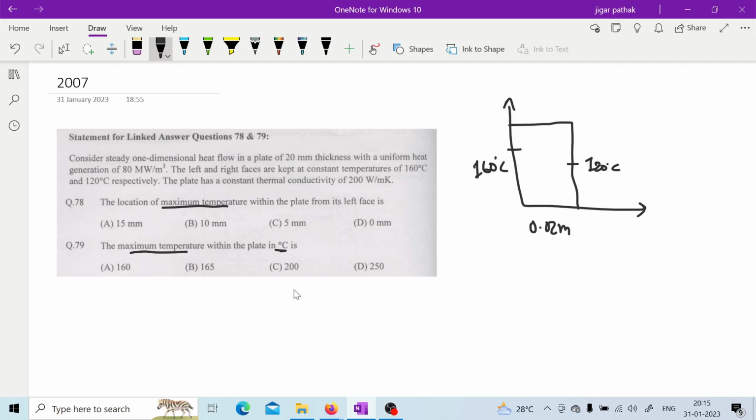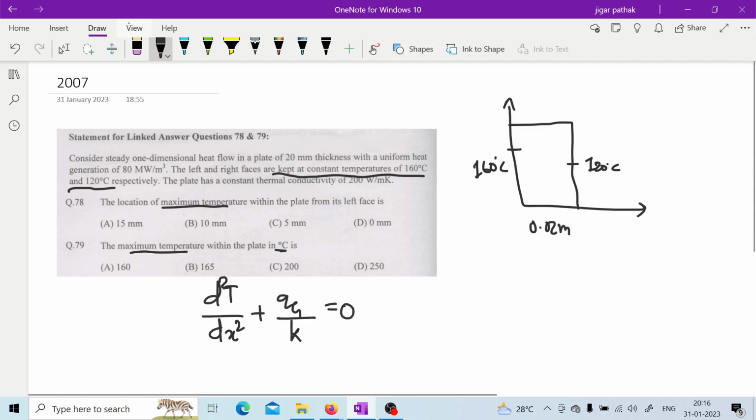So, what else is clear from the given data? As these temperatures are kept constant, it means it is steady state flow of heat, yes or no? Yeah, you will have d2T by dx2 plus qg by k equals 0, right? Or we have written this whatever g, right?